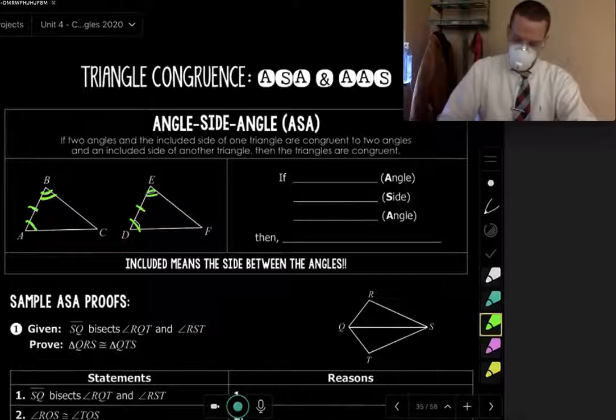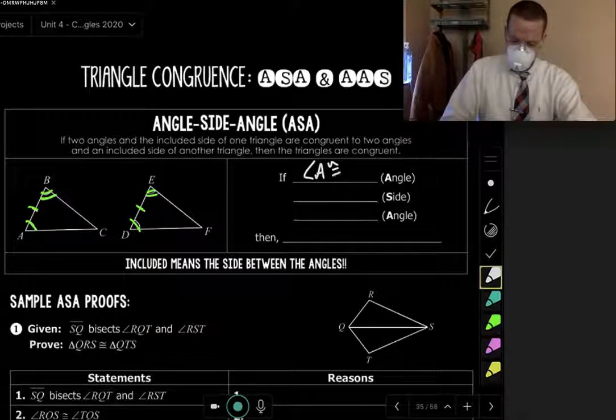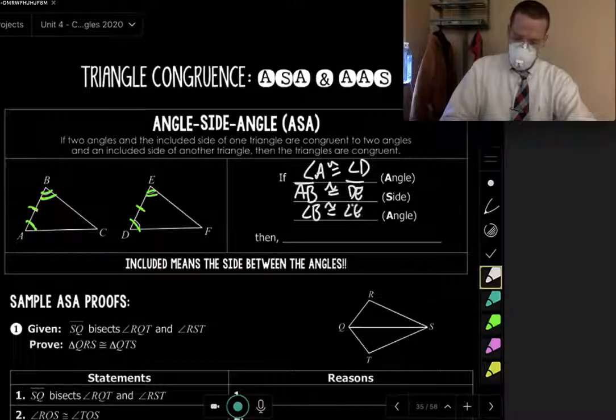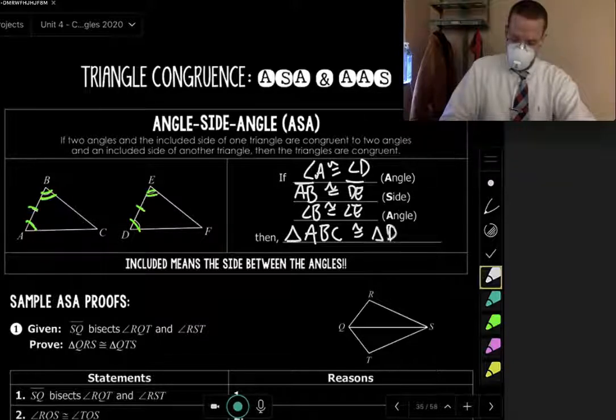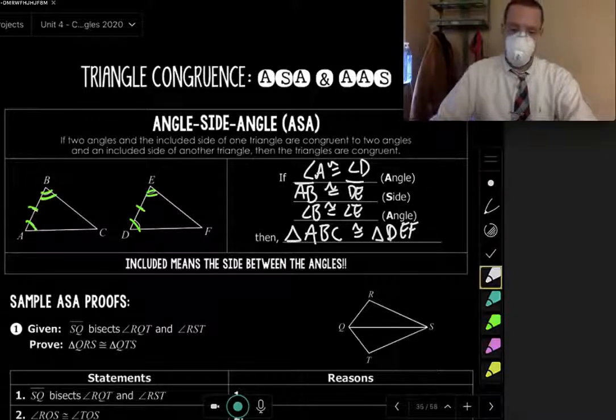And so our proof here is, it looks like we have angle A is congruent to angle D. We have segment AB is congruent to segment DE. And finally we have angle B is congruent to angle E. And then our congruency statement is a triangle, with all the corresponding parts. So triangle ABC is congruent to triangle DEF. Again, all corresponding parts, which is something we should be familiar with by now.